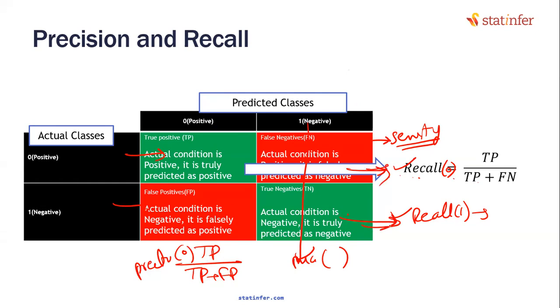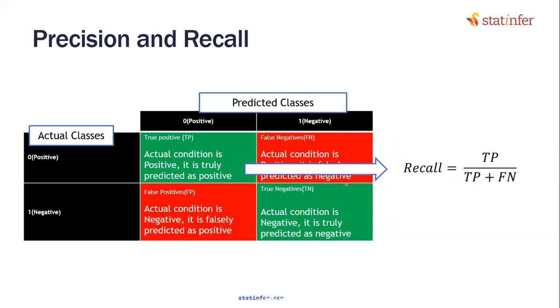Sometimes in some companies, I have seen people using recall and precision. Once again, what is recall? What is precision? Your first class, second class. The accuracy of the first row is recall 0. The second row is recall 1. The first column is precision 0, then precision 1. So look at the formulas.